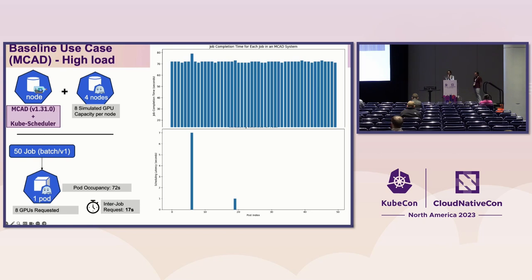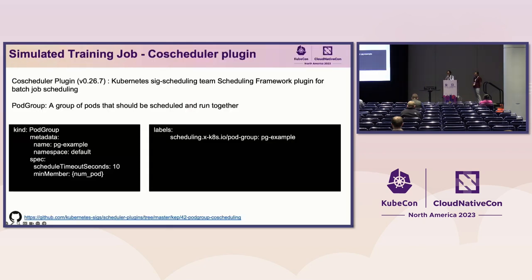So now that we understand that our system is working fine with the baseline use case, we wanted to use the co-scheduler with MCAD. And as discussed previously, we want to test MCAD with respect to these bad jobs. For that, we use the co-scheduler plugin. One of the key items is the introduction of the pod group, which is a group of pods that should be scheduled and run together.